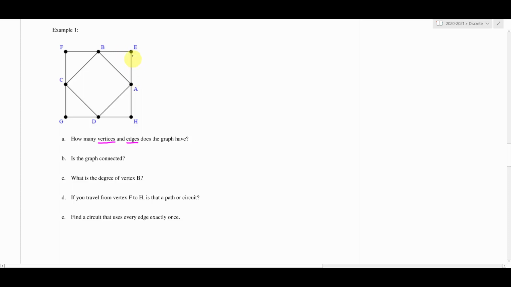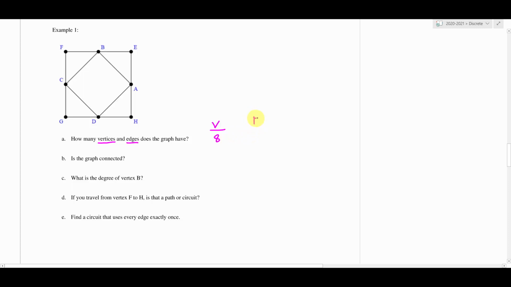Edges are the line segments that connect the vertices. So like this line right here going from B to E, that is an edge. E to A, this is an edge. So if I were to count up how many vertices this graph has, let's make a V for vertices here, and I go through and I count 1, 2, 3, 4, 5, 6, 7, 8. So there are 8 vertices in this graph.